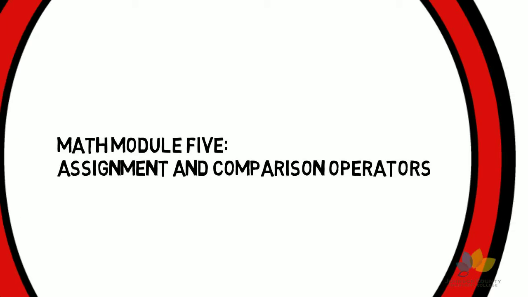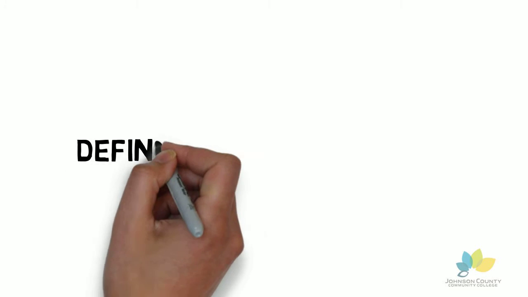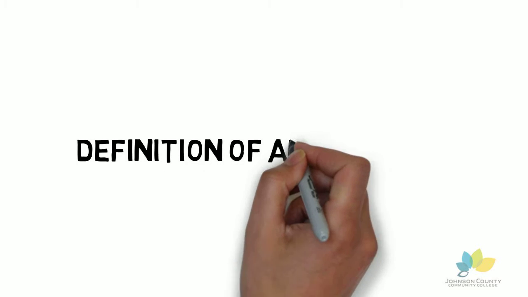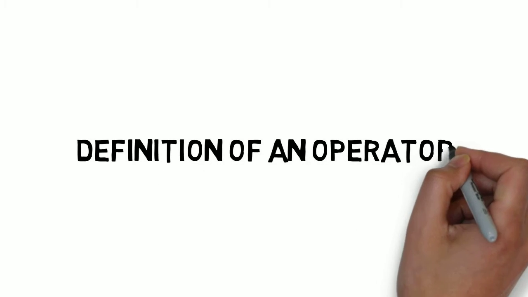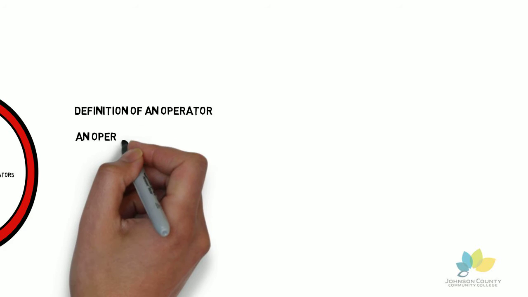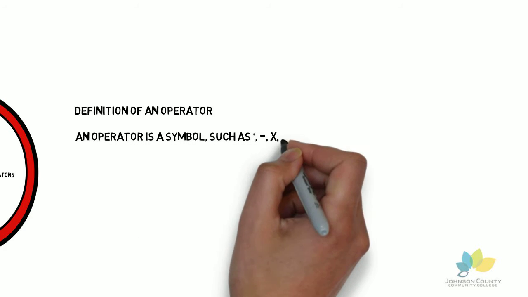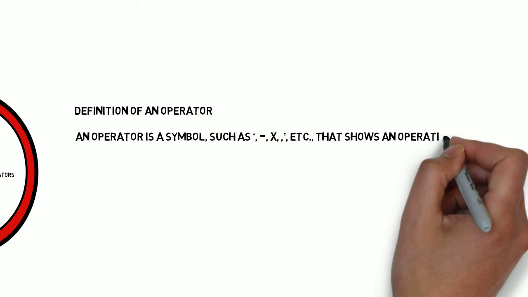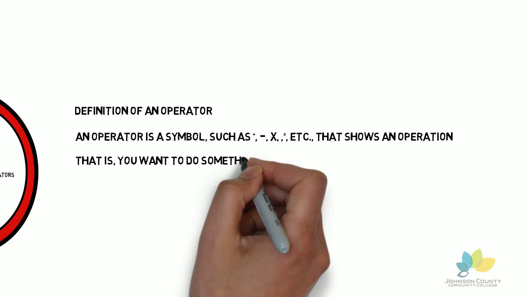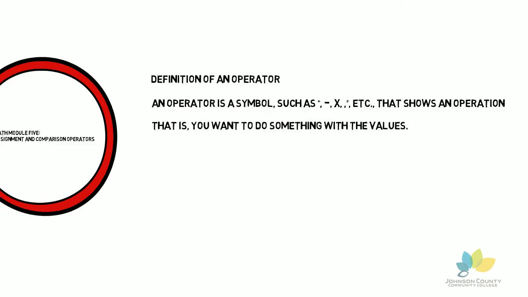Math Module 5, Assignment and Comparison Operators. Let's define an operator. An operator is a symbol, such as the minus sign, the plus sign, etc., that shows an operation. That is, you want to do something with the values.